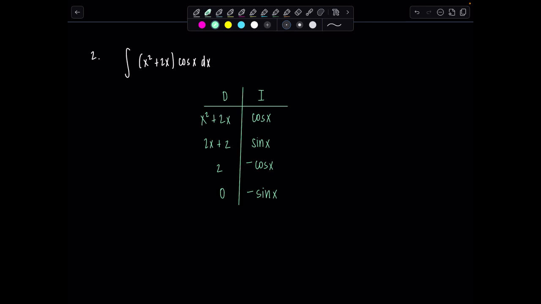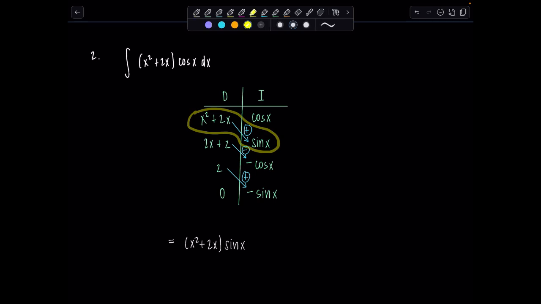Beautiful. Okay, now we're going to take diagonal products. So draw your little arrows. I got 3 of them this time, and the signs alternate. So plus, add an extra negative, don't change the sign, okay? So here we go. We've got x squared plus 2x times sine x.